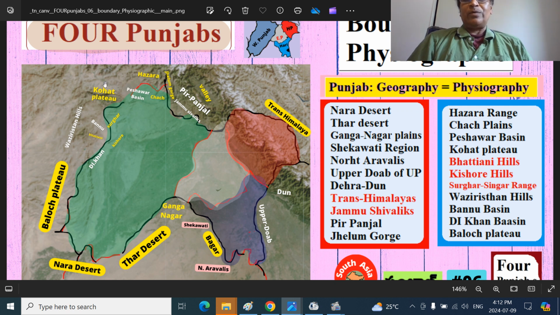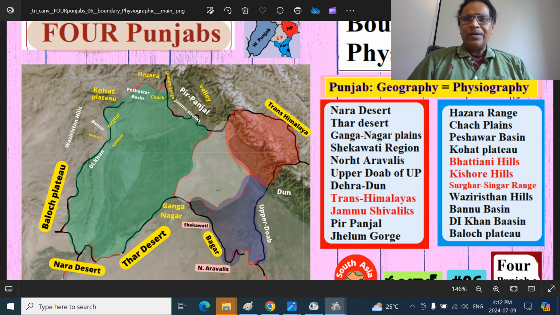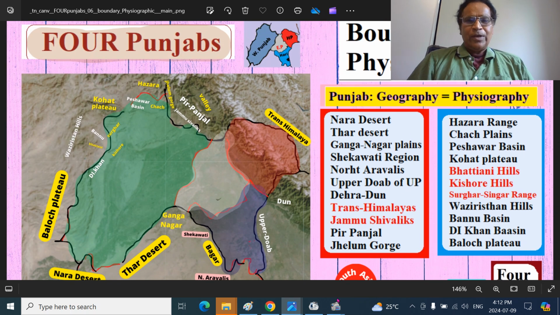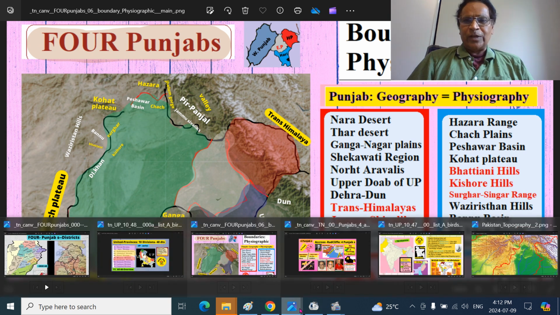Peshawar Basin, Peshawar, Charsadda, Mardan, and those areas. And you have the Kohat Pass as well as the Kohat Plateau. Batiani Hills, Kishore Hills, and Shurgar Hills. The resolution here is not good. I will show you others so that you don't lose it. Waziristan Hills and Bannu Basin and DI means Dera Ismail Khan Basin and Baloch Plateau in 4 Punjab. So that should make this much clear.